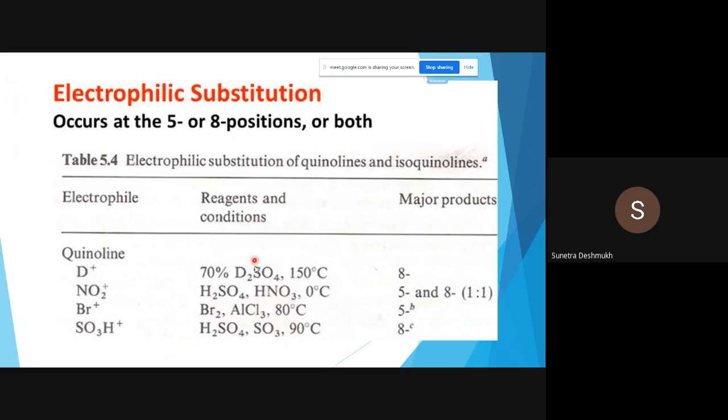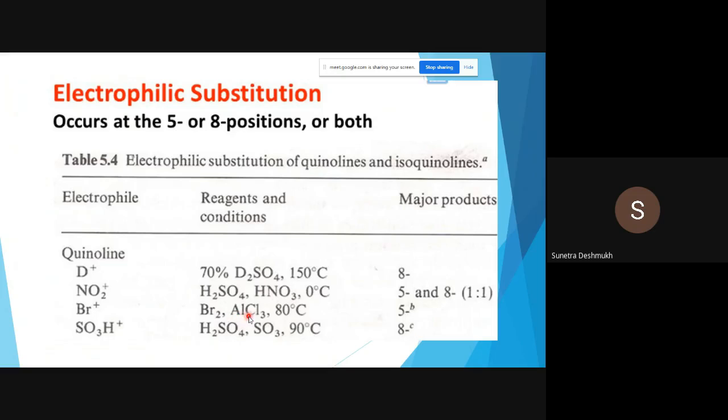So the reagents and conditions are given. Nitration with HNO3 and H2SO4 at 0 degrees centigrade: at the 5th and 8th positions, you can get a 1:1 product. Bromination with Br2 and AlCl3 Lewis acid catalyst at 80 degrees centigrade gives only 5-bromoquinoline. Sulfonation, see, the reagents are different here.